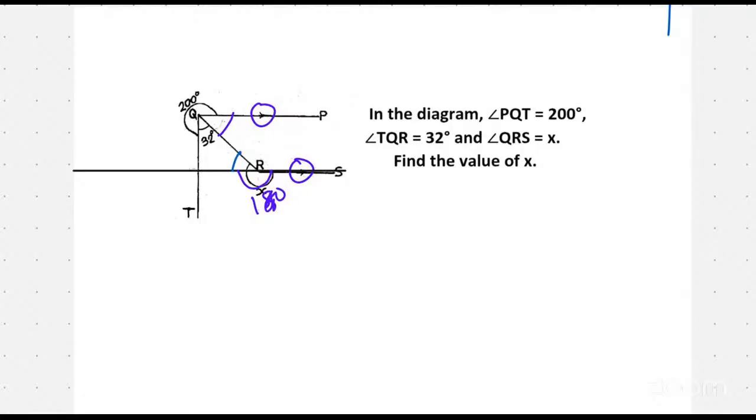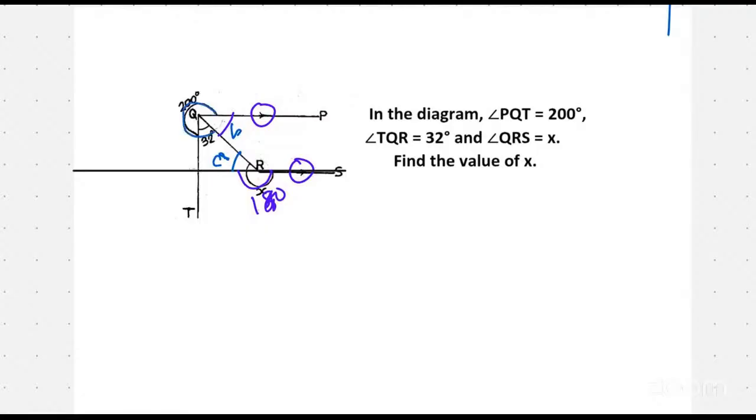All right, so if I call this A and I call this B, A is alternate to B. So when I find B, I have found A. They are alternate angles. So how do I find B? Pay attention to the angles we have formed here.